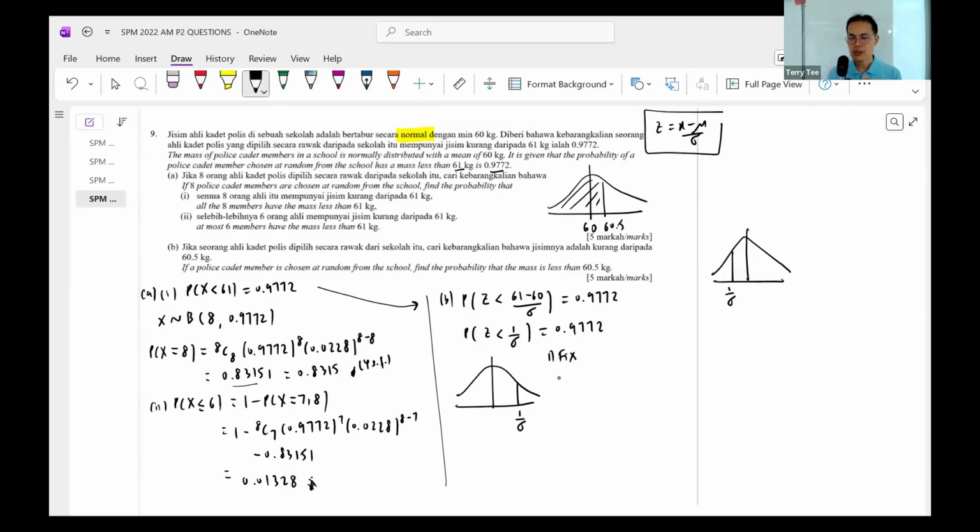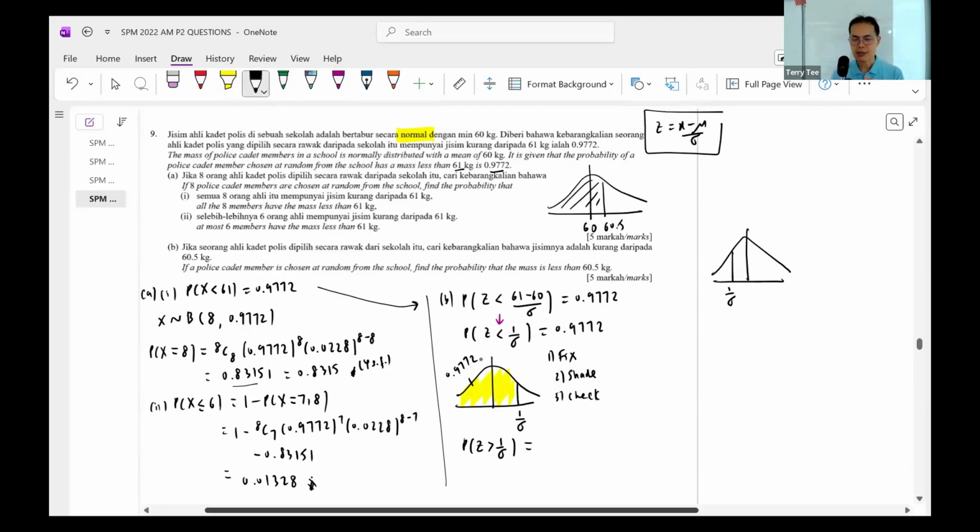Number 2, you got to shade the region. Where you shade depends on this symbol. Look at this symbol. This is what? Less than. Less than means to the left, right? Number 3, you need to check, does it make sense or not? Can this area be 0.9772? Answer is yes. All right, now I need to do 1 minus. You can write it down or you can just switch the symbol like this. Why do I do 1 minus? 1 minus 0.9772 is 0.0228.